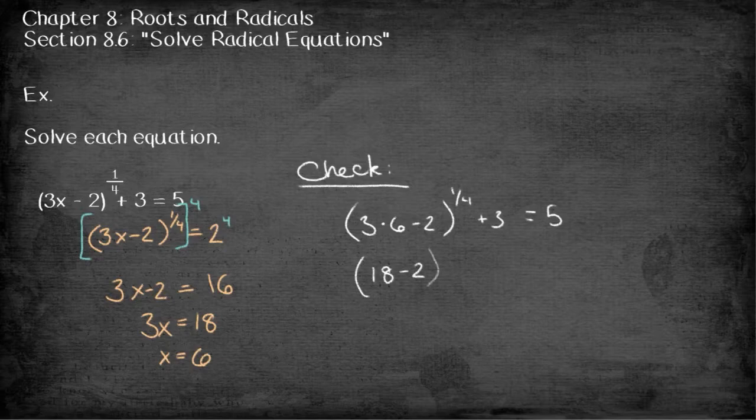18 minus 2 raised to the 1/4 power plus 3 equals 5. 16 to the 1/4 power plus 3. 2 plus 3 equals 5. Okay, so we're good.